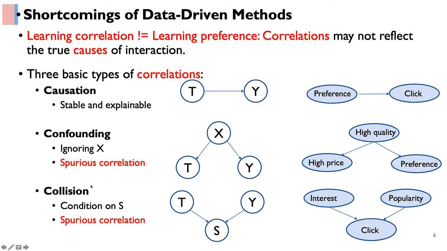And there is another source of correlation, which is collision. That is because two factors influence another factor at the same time. For example, interest will affect click, and popularity also affects click. Then if we control the status of click, that is to say, if we only focus on the user-item pairs with positive clicks, then there will be a correlation between interest and popularity, which is one of the sources of popularity bias.